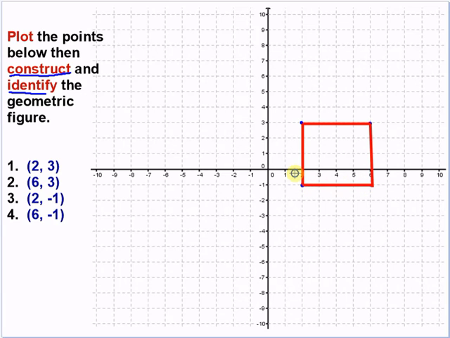What shape is that? Well, that is 1, 2, 3, 4. This side is 4, and this is 1, 2, 3, 4. Oh, that side is 4. So that shape is a rectangle. Yes and no. It's a rectangle, but it's this very special kind of rectangle called a square. So we've got a square, and now we have constructed and identified our shape.